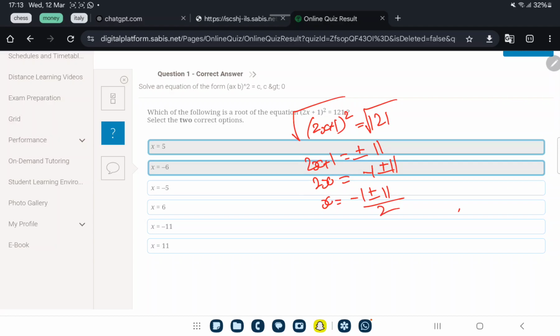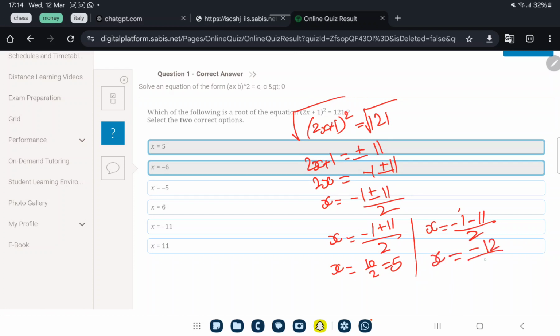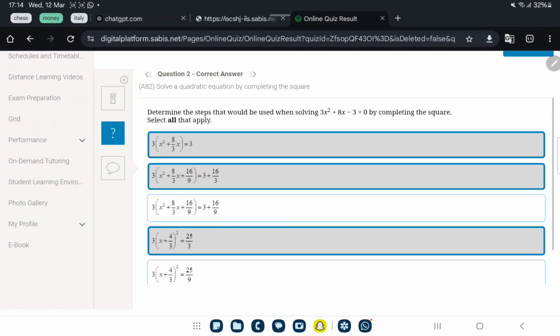Now we want the two roots. x equals minus 1 plus 11 over 2, and x equals 10 over 2 equals 5. That is with the plus, and then we do the minus. x equals minus 1 minus 11 over 2, so x equals minus 12 over 2 equals minus 6. So for this question, it's the first one. Next, about completing the square.